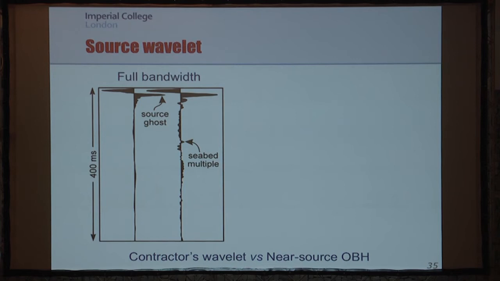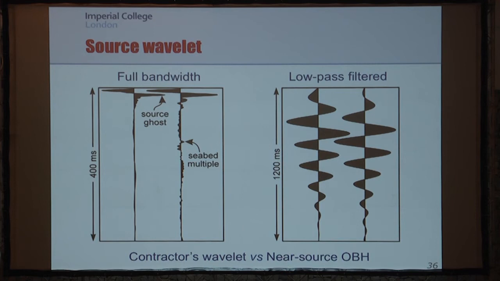And indeed, it is a good estimate above about 6, 7, 8 hertz. It's a very good estimate between 6 hertz and about 100 hertz. But if you look at it at low frequency, and that's what's shown here, this picture is these two sources, the contractor's wavelet and the direct observation of the data, just through a low-pass filter. And this is 400 milliseconds. This is now 3 times as long. This is 1.2 seconds. So it's a longer piece of data.